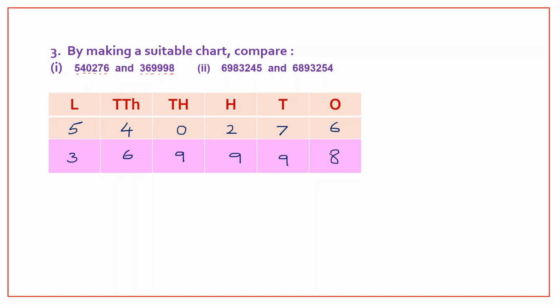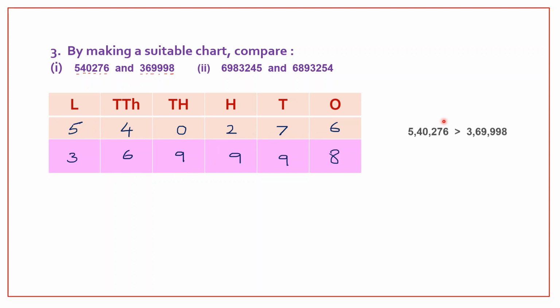Okay, so when we compare numbers, first we count the number of digits, isn't it? So here there are 6 digits, here also there are 6 digits. So when the number of digits is the same, then look at the digit in the extreme left. That means in this case in the lakhs place. So in the first number we have 5 in the lakhs place and in the second number we have 3 in the lakhs place. So here which is greater, 5 or 3? 5 is greater, isn't it? That means this number is greater than the second number.